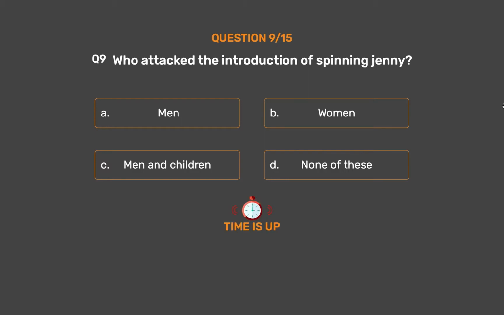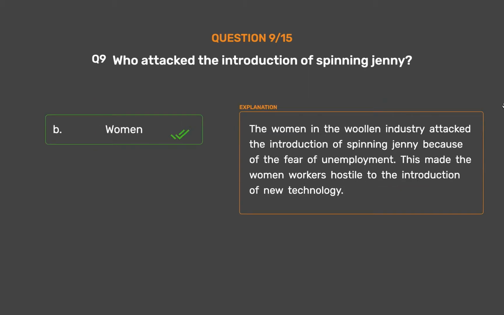The correct answer is Option B. Women. The women in the woolen industry attacked the introduction of spinning jenny because of the fear of unemployment. This made the women workers hostile to the introduction of new technology.